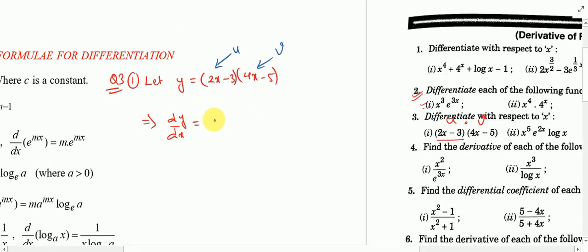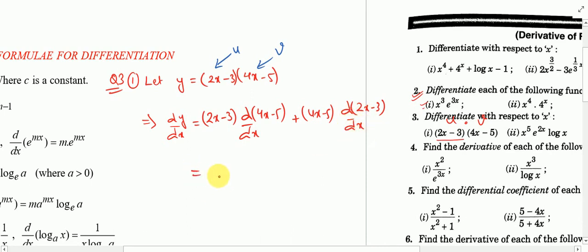So we will get (2x minus 3) d(4x minus 5)/dx plus (4x minus 5) d(2x minus 3)/dx. Now here this is 4x minus 5, you can differentiate it in your mind. So you will get 4, because differentiation of 4x is 4 and 5 is constant, so 0, so you simply get 4.